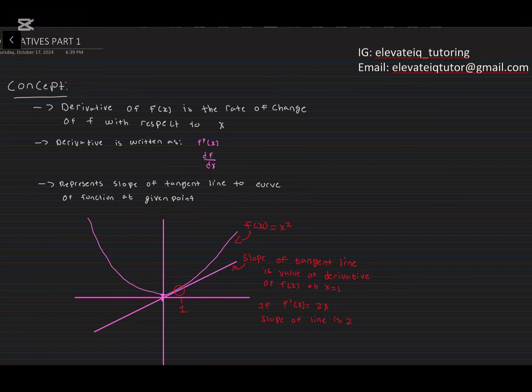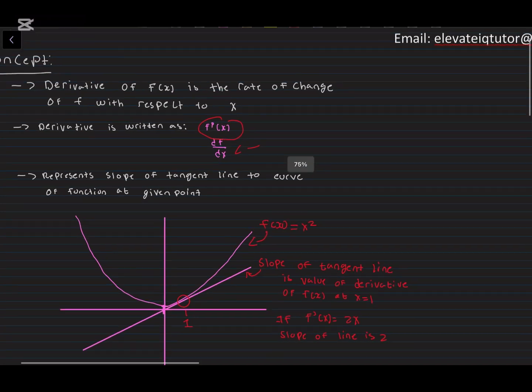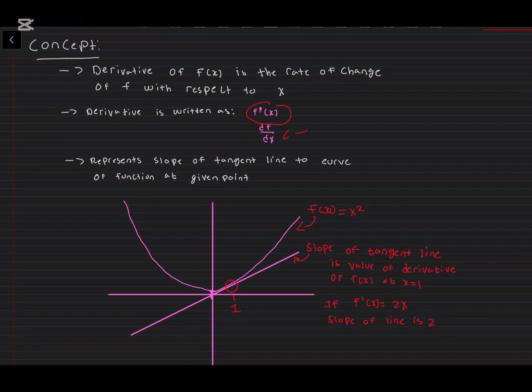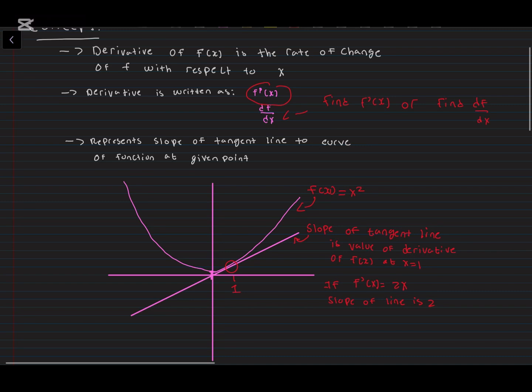How is a derivative written? A derivative is written either in this form or in this form. So if you see either of these forms, you know that you have to find the derivative. The question could ask, find this, or it could just say find that. In either case, you have to find the derivative. That's how you know to find a derivative.